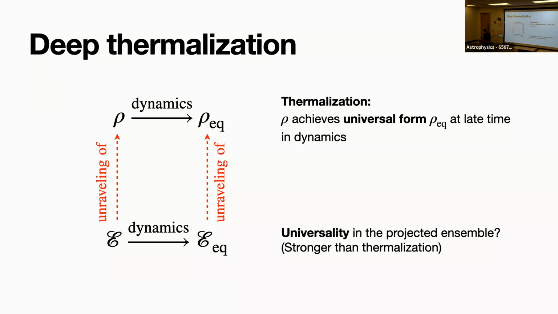It would imply that the local discrete thermal subsystem reaches thermal equilibrium, but it would also be a stronger constraint in the sense that the reverse doesn't need to hold. It may well be that the density matrix equilibrates while the ensemble doesn't. So that's why we call this condition deep thermalization, just meant to be an indication of the fact that this is a stronger condition.